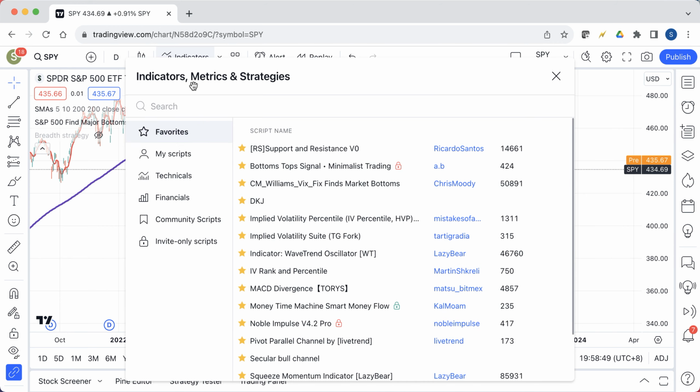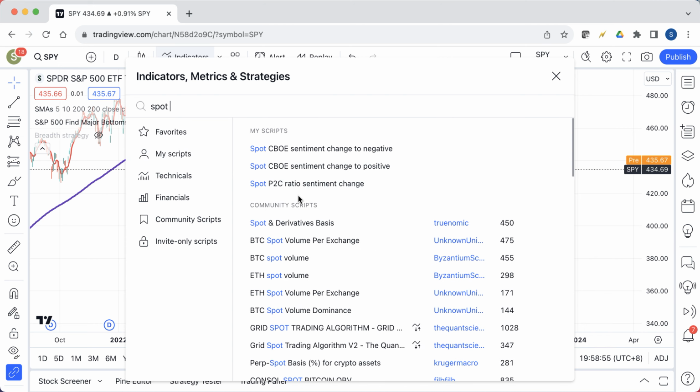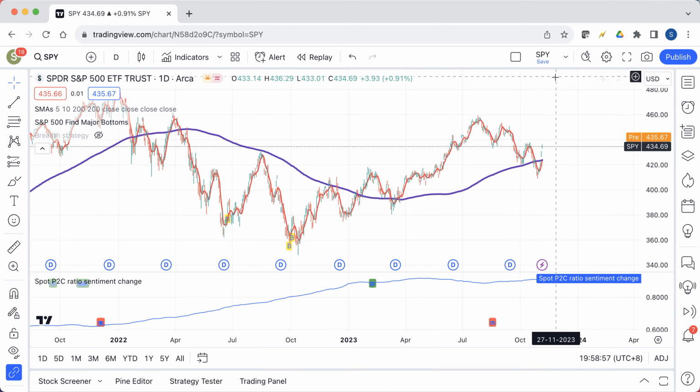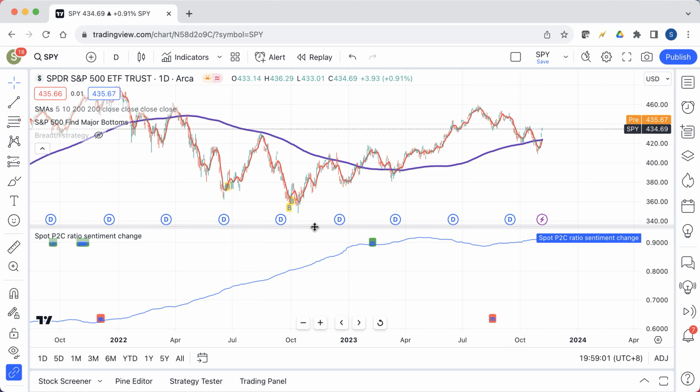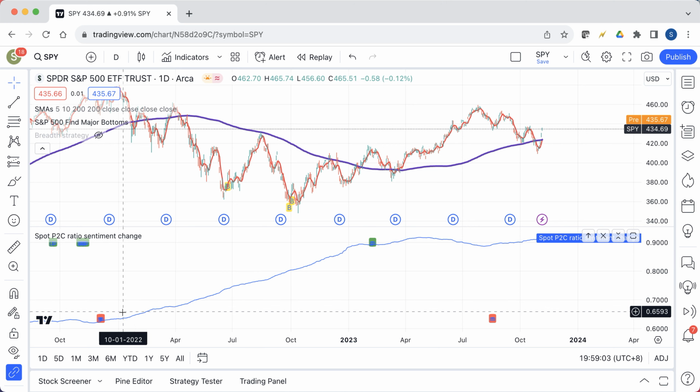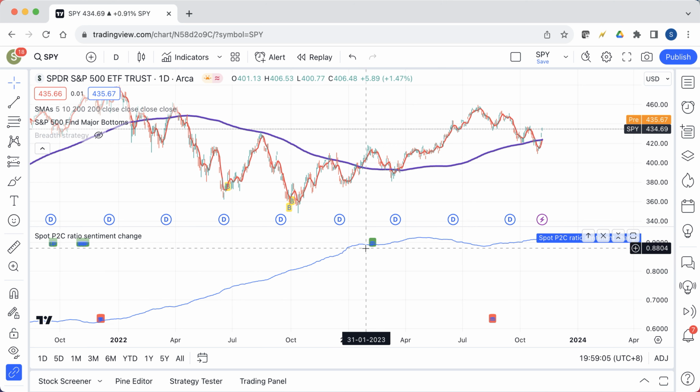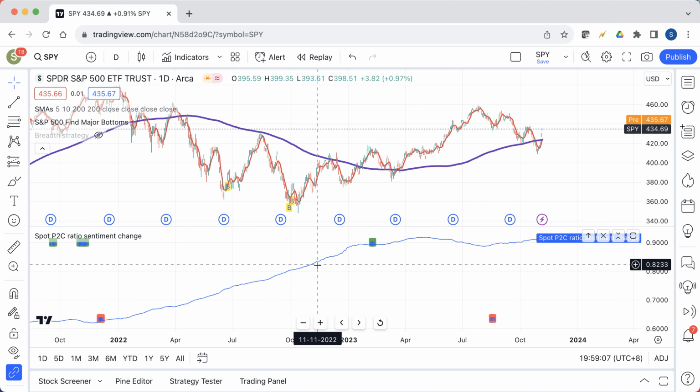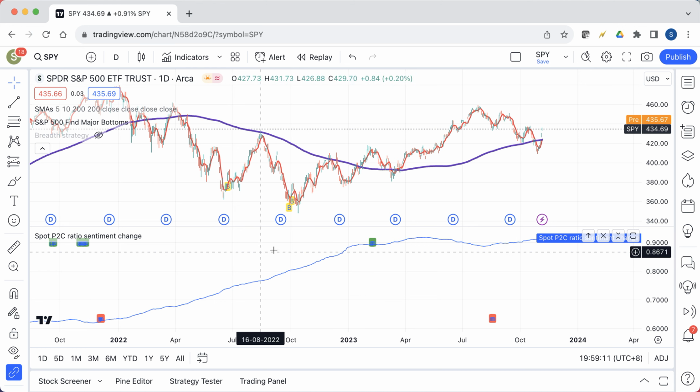So the first indicator I would like to turn on to find the major top is called the Spot Put to Call Ratio Sentiment Change. By turning this on, you get a new pane below your SPY chart, and then you can see a trend line on the new pane. That's the long-term average of the CBOE put to call ratio.